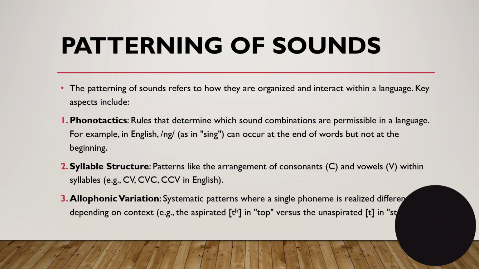Syllable structure patterns include the arrangement of consonants, represented as C, and vowels, represented as V, within syllables. For example, consonant-vowel or CV, consonant-vowel-consonant or CVC, and consonant-consonant-vowel or CCV in English. We have allophonic variation: systematic patterns where a single phoneme is realized differently depending on context. For example, the aspirated t in top versus the unaspirated t in stop.